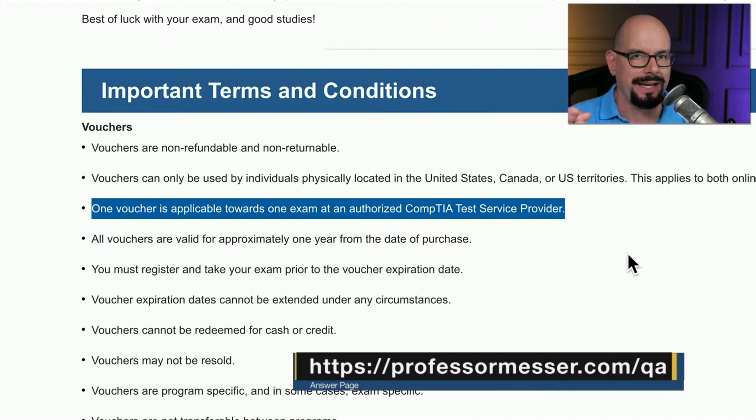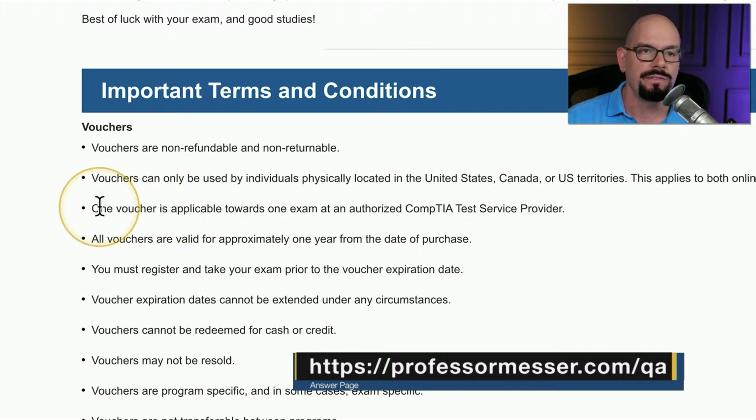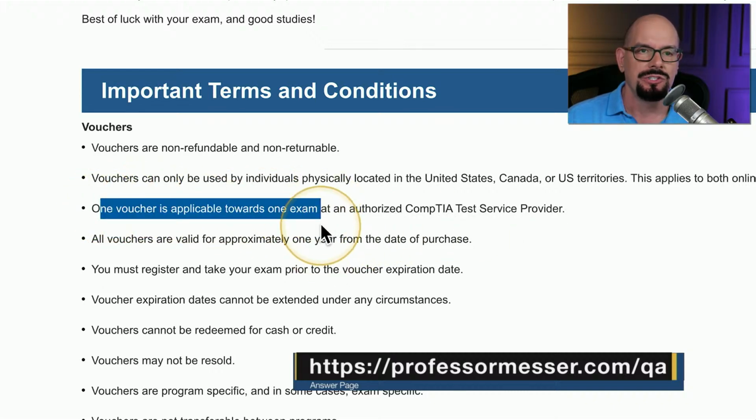That's your Core 1 exam. And then you have a 1102 or 1202. That's your Core 2 exam. So you have to take both exams to become A+ certified. So if you're taking both exams, there's 2 exams. One voucher is good for 1 exam. So if you're taking 2 exams, you will need 2 vouchers.